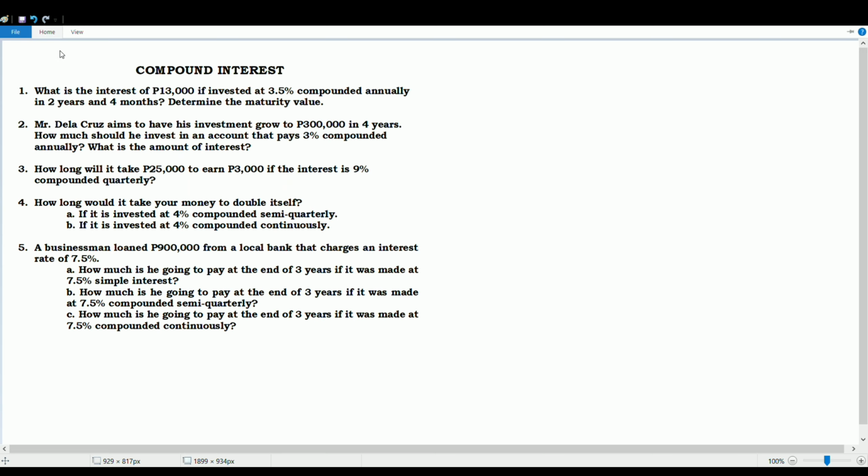Now, in order to do that, let's identify first the values of the variables. We have here in item number 3, P, which is 25,000 pesos. And the amount of interest is 3,000 pesos. We know that if we add the value of I and P, we have the future value, which will become 28,000 pesos in this case. Now we have a nominal rate that is compounded quarterly, that is i sub 4 is equal to 9% or 0.09. And our number of conversion units n is equal to 4.